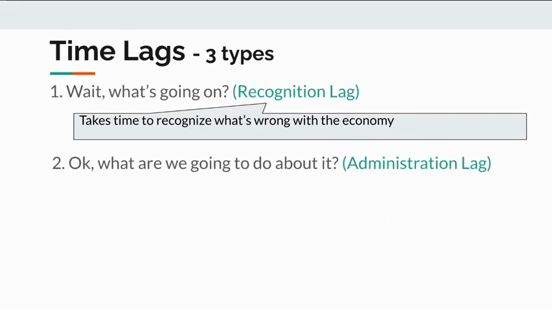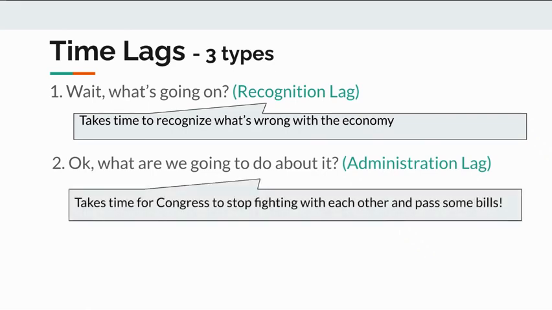And this is called administration lag, right? It takes time for Congress to stop fighting with each other and pass some bills. If you took AP Gov, actually, you might have talked about this in civics too. Over time, people in Congress have gotten further and further away from each other. There's a lot less moderates in Congress these days. And so people in Congress really don't agree with each other a lot. So it takes time for them to stop fighting, and to pass a bill.